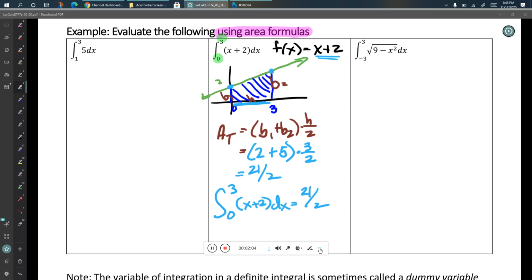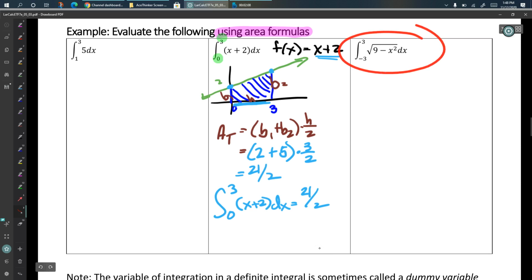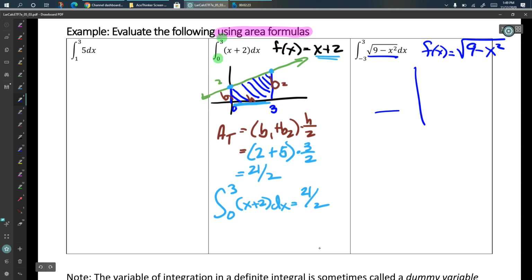All right, moving right along. We got, what is this? Wow, what's going on here? Now, depending on how good your algebra is, you might recognize that the integrand is the top half of a circle. Top half of a circle with a radius of 3.